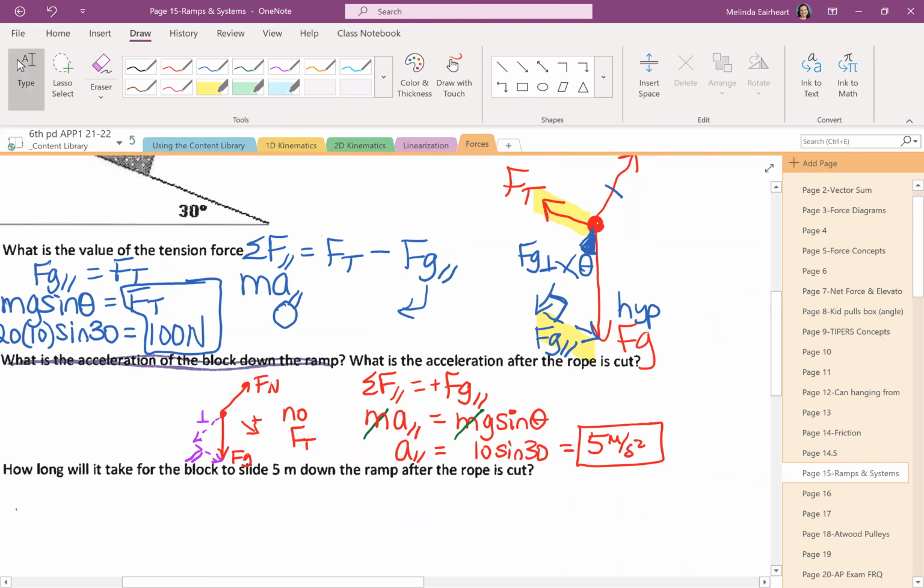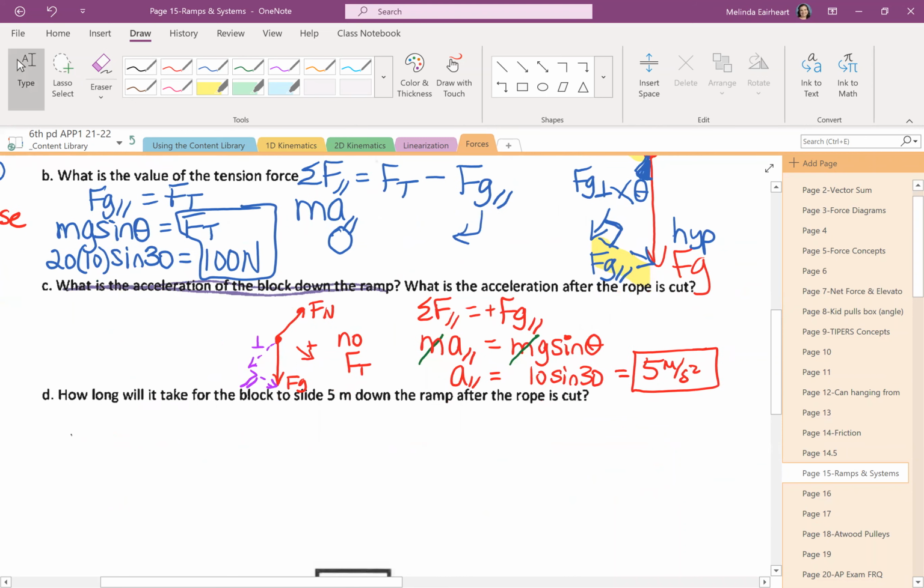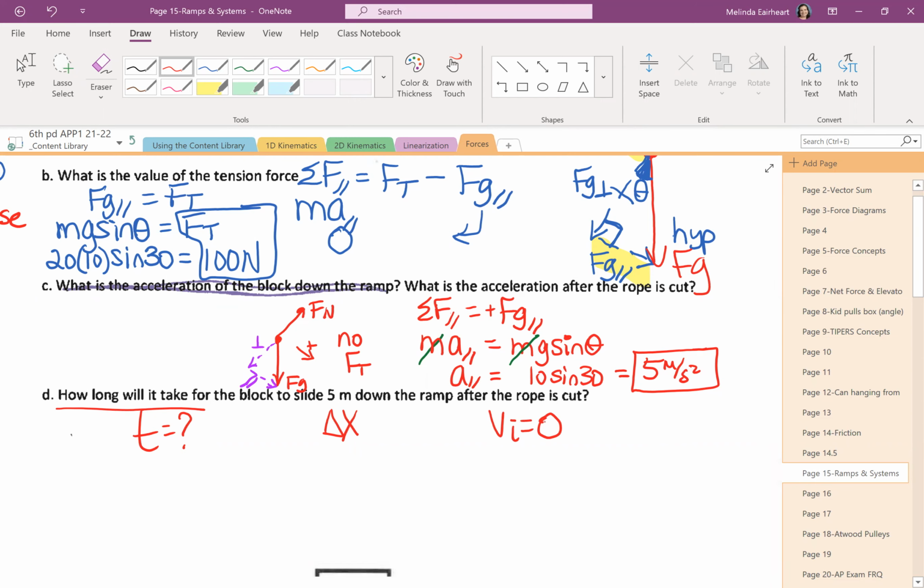Okay. And then a little callback. How long will it take? What are we solving for? How long will it take? Time. For the block to slide 5 meters, there's our distance, down the ramp after the rope is cut. And so originally, when you first cut the string, it starts from rest, right? 0. And we just found the acceleration is going to be 5 meters per second squared. How long will it take to travel 5 meters? Oh, we got to do what again?